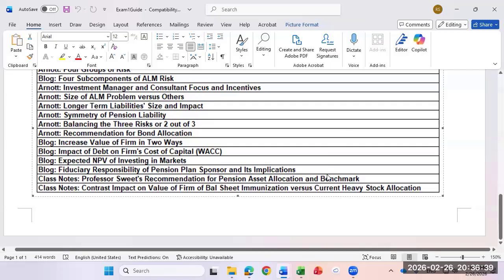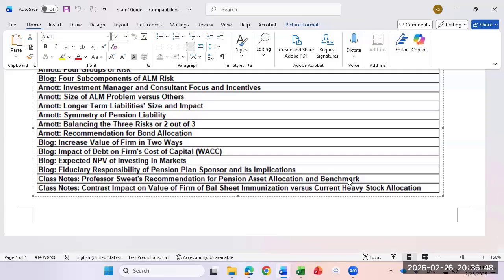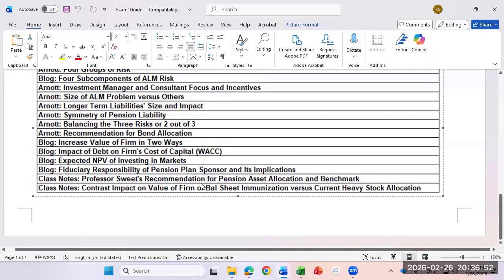So what I mean by benchmark, the benchmark for your assets is what? The return on your liabilities. If your liabilities are up 8%, what do you want your assets to be? Up around 8%, pretty close, right? If your benchmark's down 10%, your assets being down is not that big of a deal, as long as you're not down more than 10%.